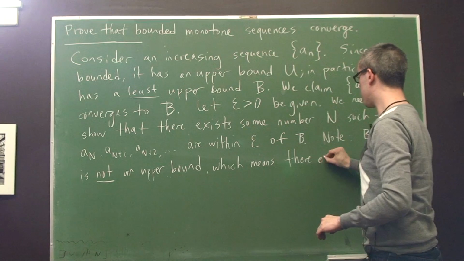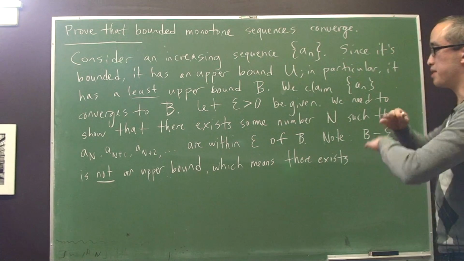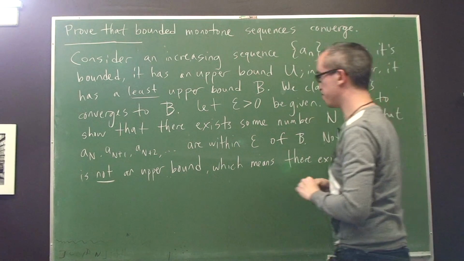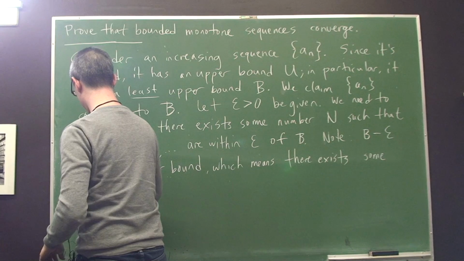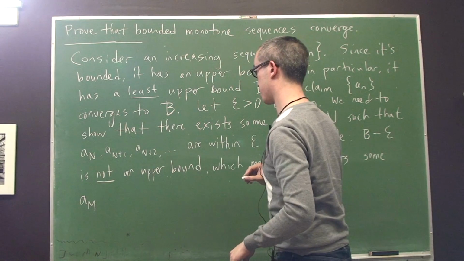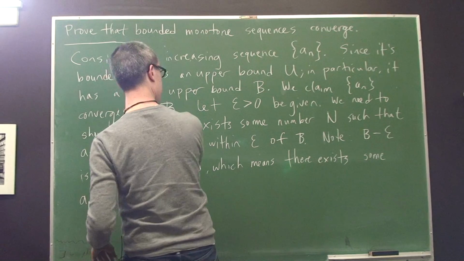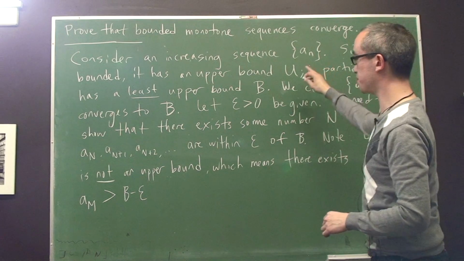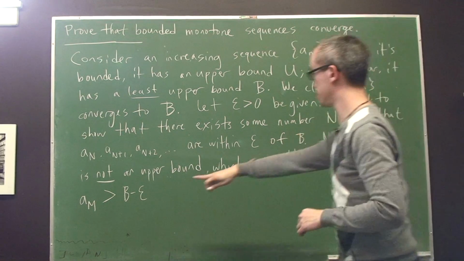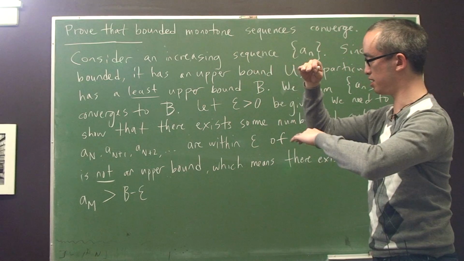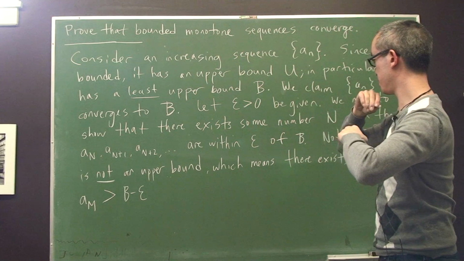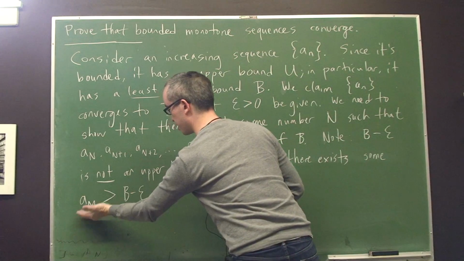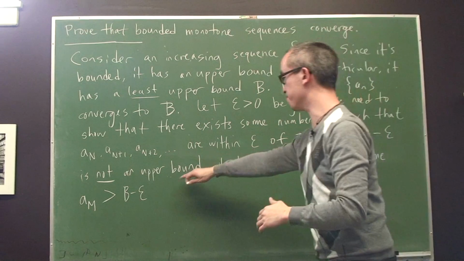So this means that there exists something that breaks that false ceiling. So there exists some term in the sequence, let's say A sub capital M, which is bigger than b minus epsilon. And since this sequence is increasing, since it's going up and up and up, once this kind of artificial ceiling is broken, it's broken by all subsequent terms as well. So b minus epsilon is not an upper bound, which means there exists some break of that false ceiling, the non-upper bound.